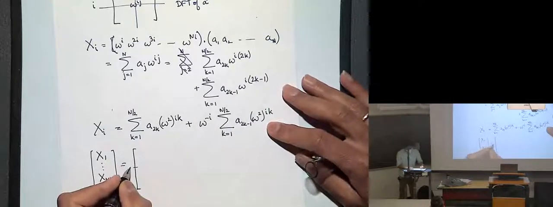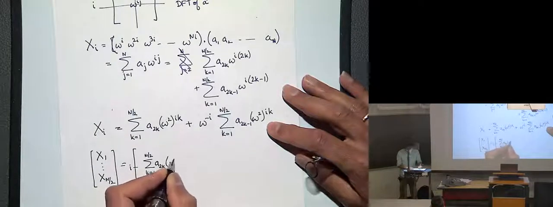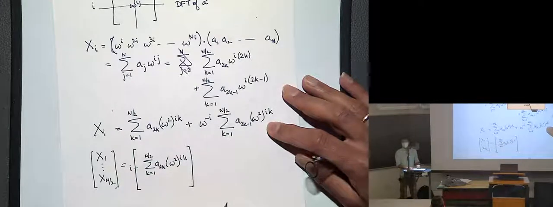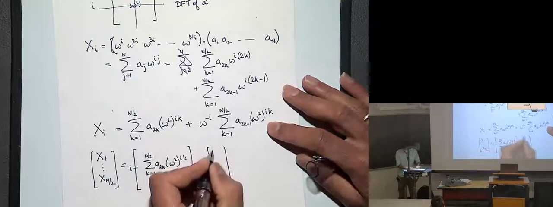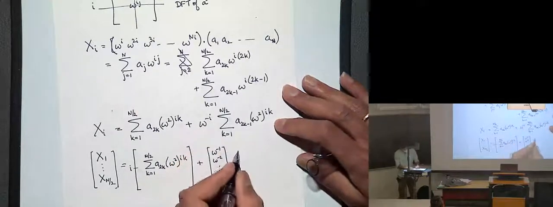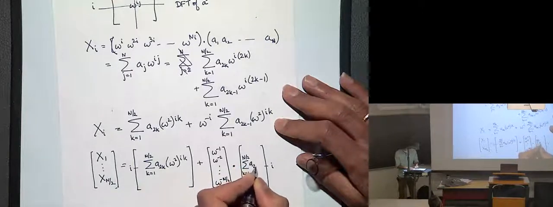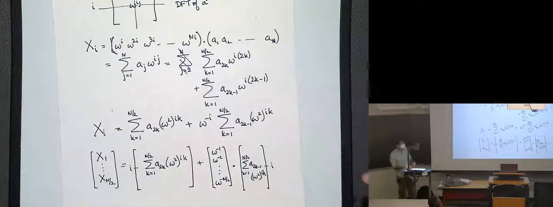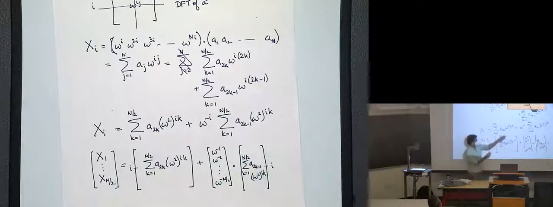So what do I have in the ith part? I have the summation of k going from 1 to n over 2, a of 2k omega square to the ik, plus, what do I have here? Well, I have some kind of a dot product here. So I get omega to the minus 1, omega to the minus 2, up to omega to the minus n over 2, dot product with this. It's just this summation here. If I vary i, I get n over 2 values here, and I get n over 2 values here, except I have to scale each of these depending on i, which I can write as a dot product.